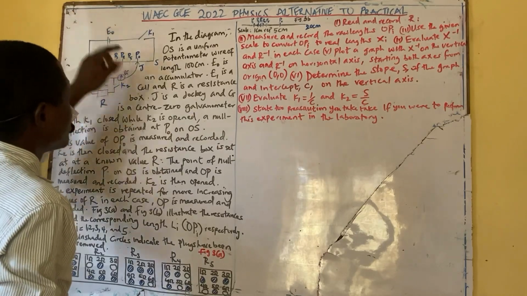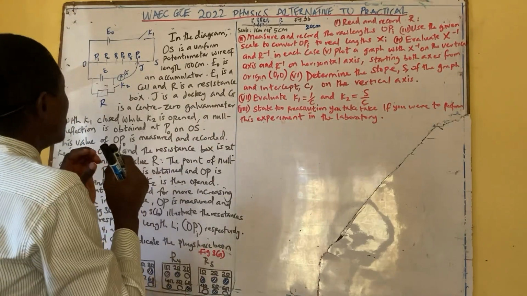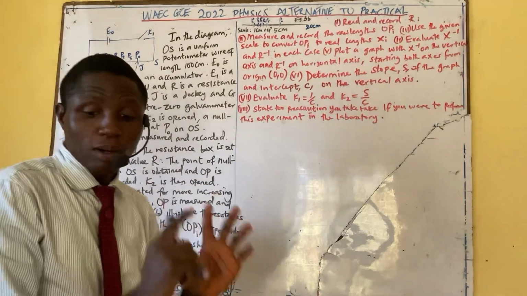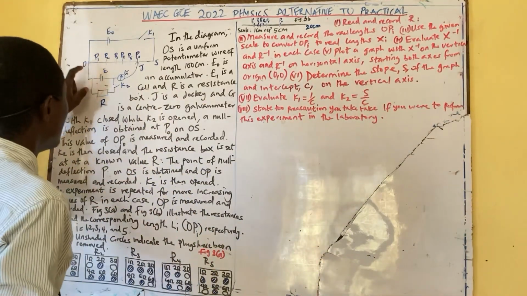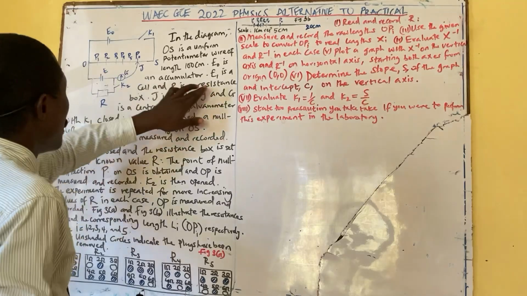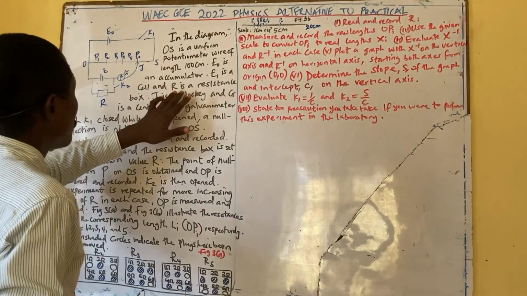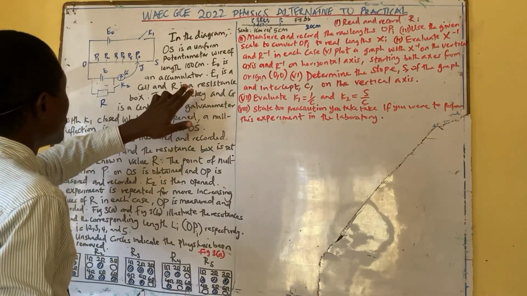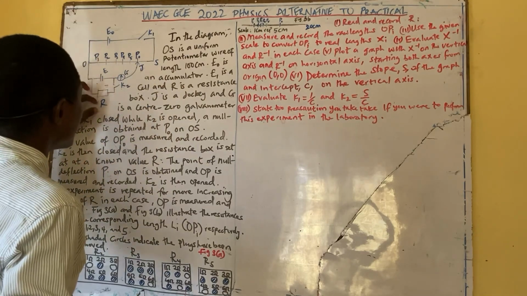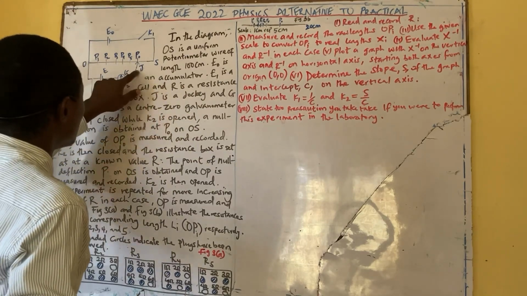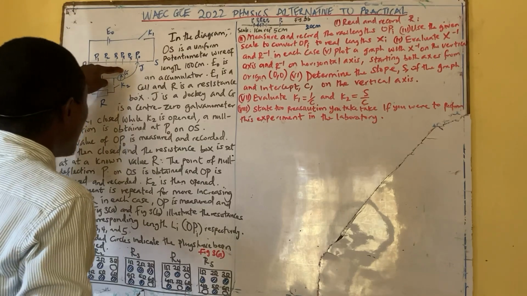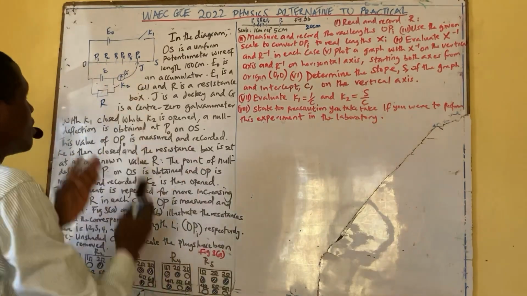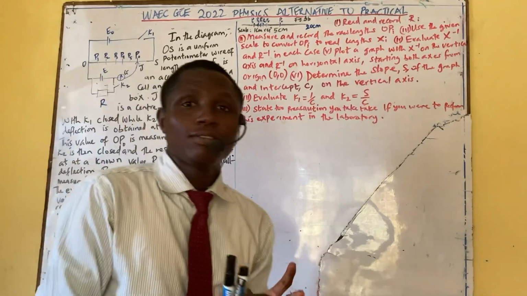E1 is a cell, which is a single battery. A single battery is for the cell in this circuit. And R is a resistance box. J is the jockey. And G is the galvanometer. And these are all given in an alternative to practical.